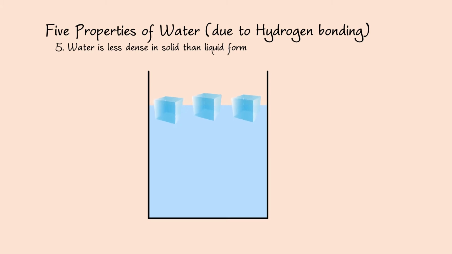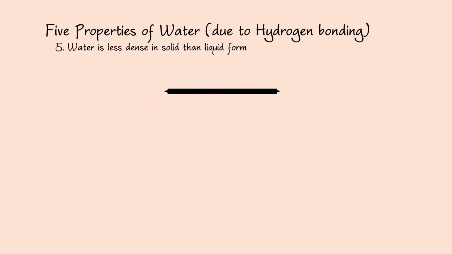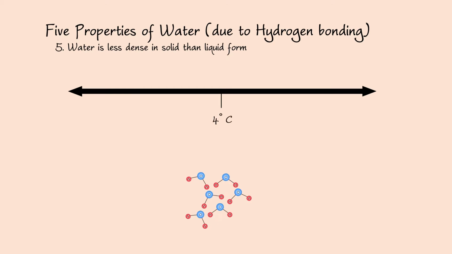The density of water varies depending on temperature. Let's examine how temperature affects water density. At 4 degrees Celsius, water molecules are closest to each other. Thus, water is most dense at 4 degrees Celsius.